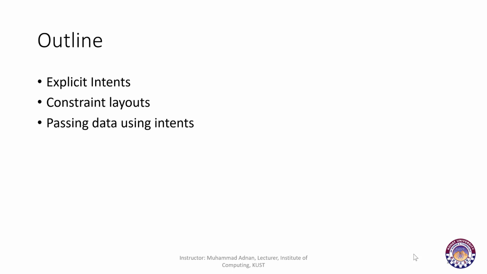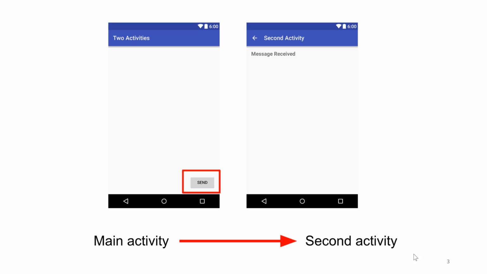We are also going to talk more about the constraint layout, and we are going to see how we can pass data using explicit intents. So with that, let us revise what we were doing in the previous class.